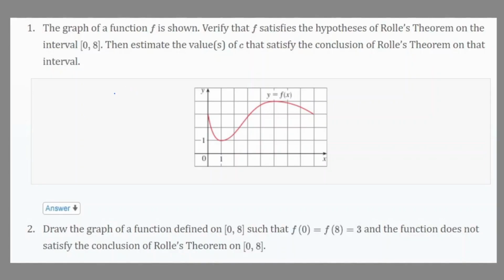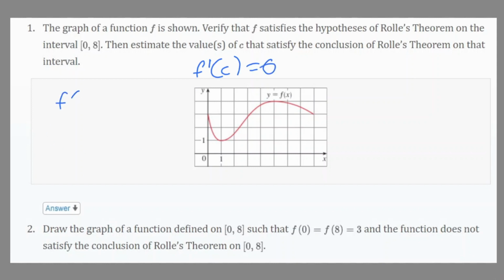So let's take a look at number 1. The graph of a function f is shown. Verify that f satisfies the hypothesis of Rolle's theorem on the interval of 0 through 8. Then estimate the values of c that satisfy the conclusion of Rolle's theorem. If you remember, Rolle's theorem deals with f'(c) being equal to 0.